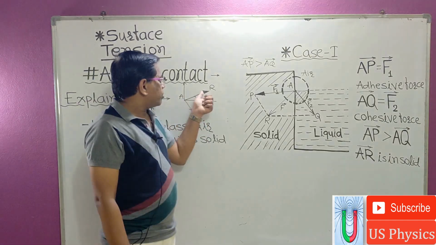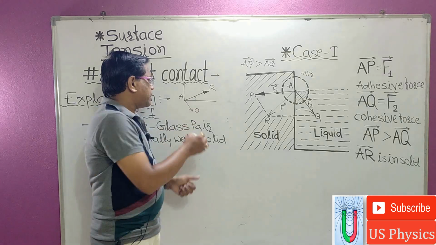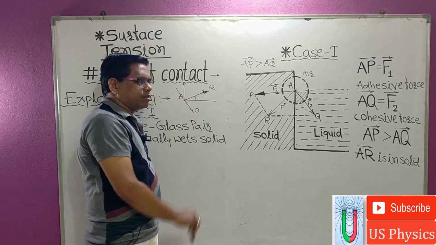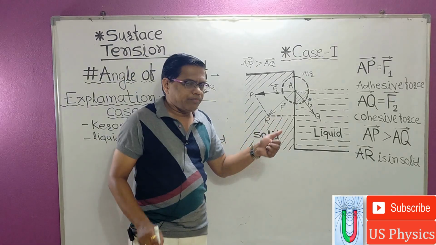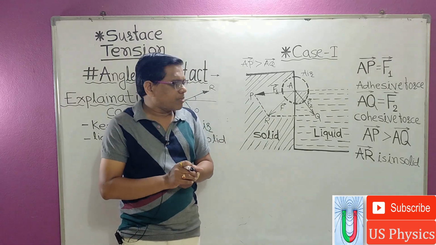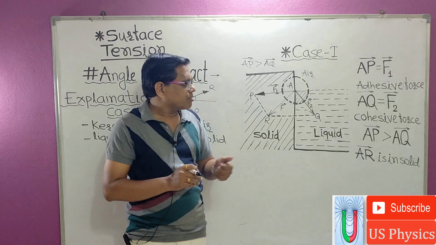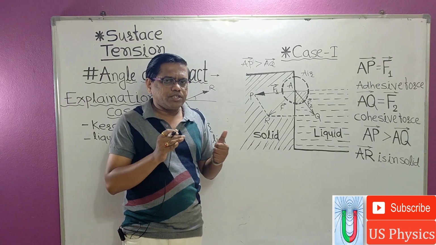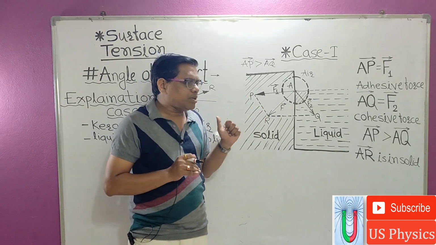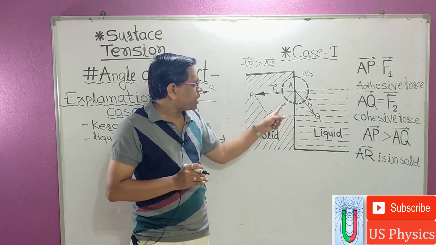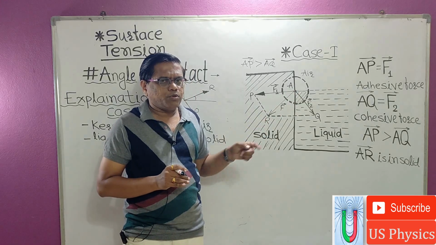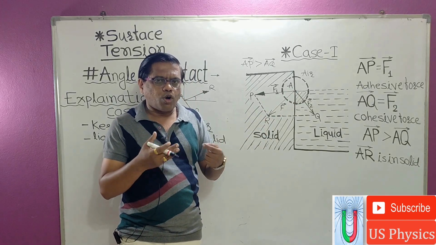So no effect of this AR bar will act in a direction perpendicular to AR bar. That's why to achieve the equilibrium, the free liquid surface will adjust itself in such a way that the free liquid surface must remain perpendicular to this resultant force. This can be stated in another way.